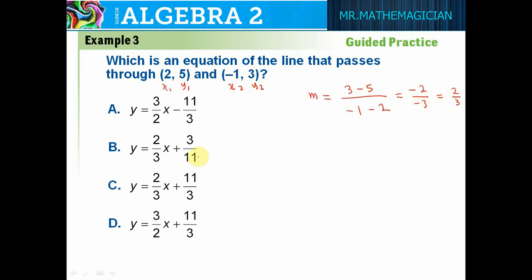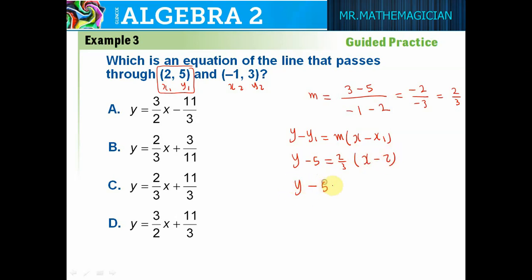2 over 3 means whether it's B or C. Now let's focus on this point. You can take the other point, by the way, it is up to you. And let's write the point slope form. y minus y1 equals m times (x minus x1). So this is y minus 5 equals 2 over 3 times (x minus 2).